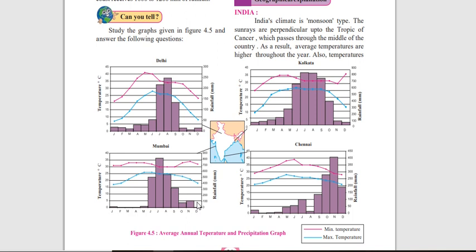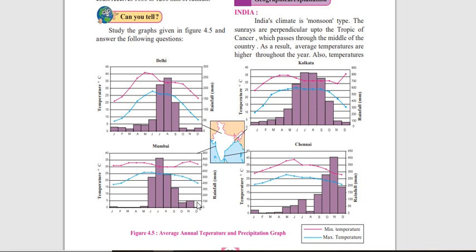The next question, classify the cities as cities with equable and extreme climates. The cities having equable climate are Mumbai and Chennai, and the cities having extreme climate are Delhi and Kolkata. I hope you have understood the average annual temperature and precipitation graph of India.